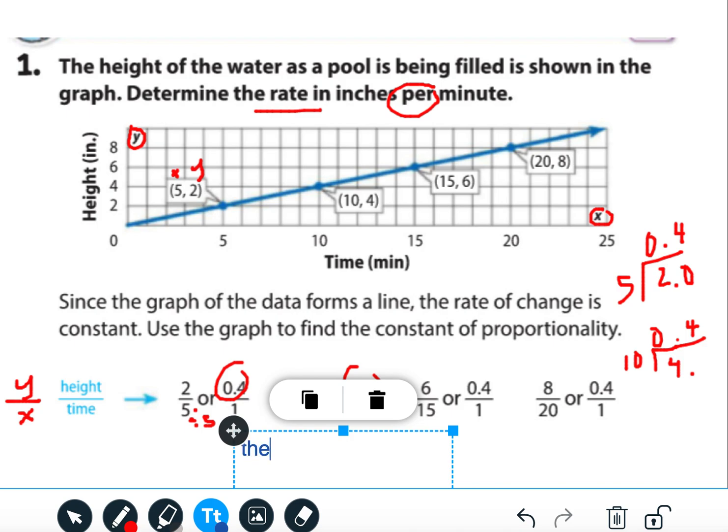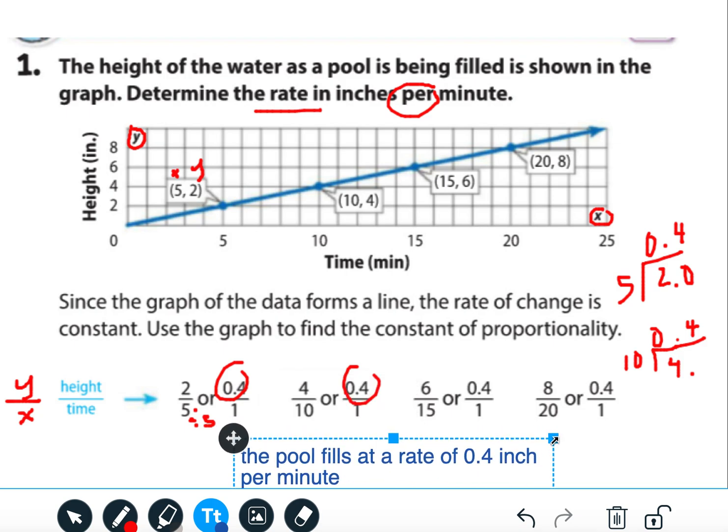We're going to write the pool fills at a rate of 0.4, which is what we just found out, inch per minute. And that is the rate of change. And that would be our answer. The pool fills at a rate of 0.4 inch per minute.